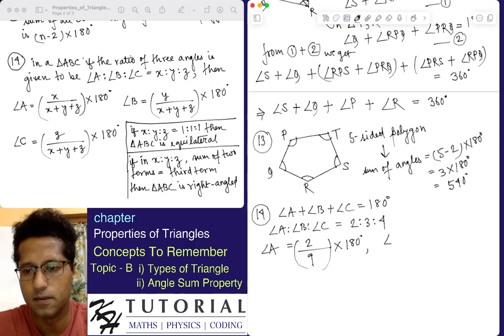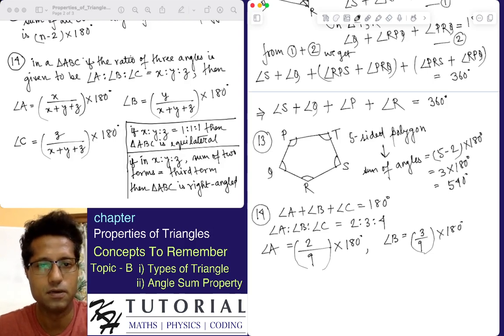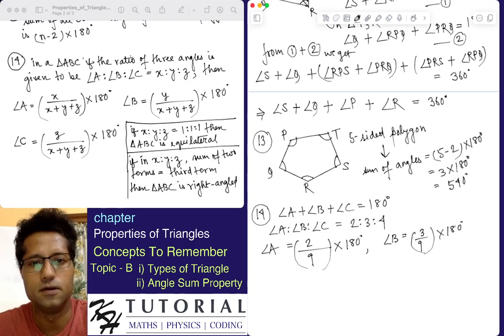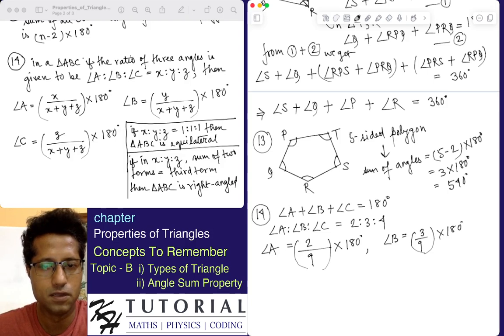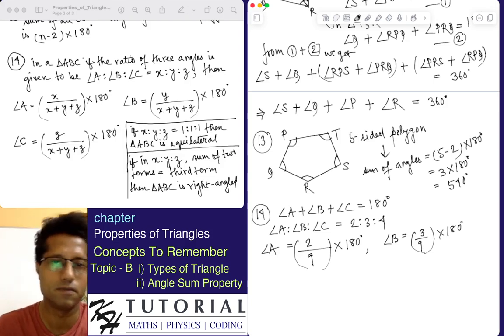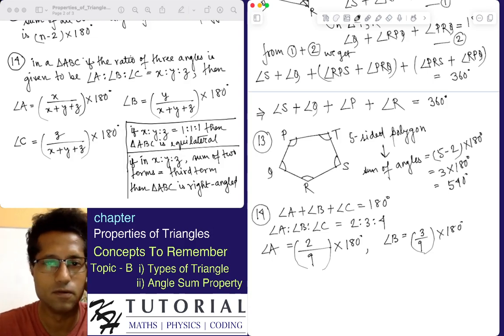Similarly, angle B in this example will be 3 by 9 multiplied by 180 degrees. So you see the formula: angle A is x divided by x plus y plus z multiplied by 180 degrees, where x is the term in the ratio corresponding to angle A. Similarly, you will have for angle B, y divided by x plus y plus z multiplied by 180 degrees. Similarly, you will have the formula for C.